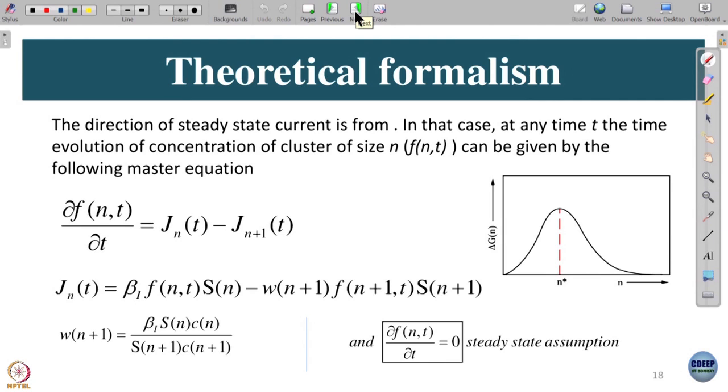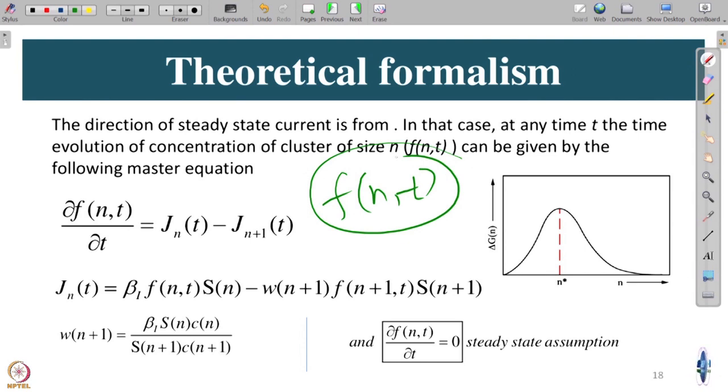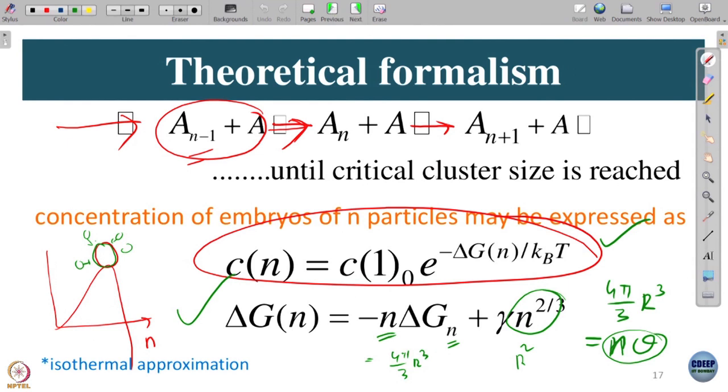Now I introduce a very important quantity, that is f n t. f n t is time dependent. This is the probability of having a cluster, a nucleus of n particles at a time t, okay. Now that thing is changing. It is changing because I have a flow, and as a result of flow this is decaying. I am just saying the one way flow now. If I do the equilibrium, I would need both sides, that I will do later. So this is changing because of the one way flow, very important, this is decreasing because molecules are moving out.